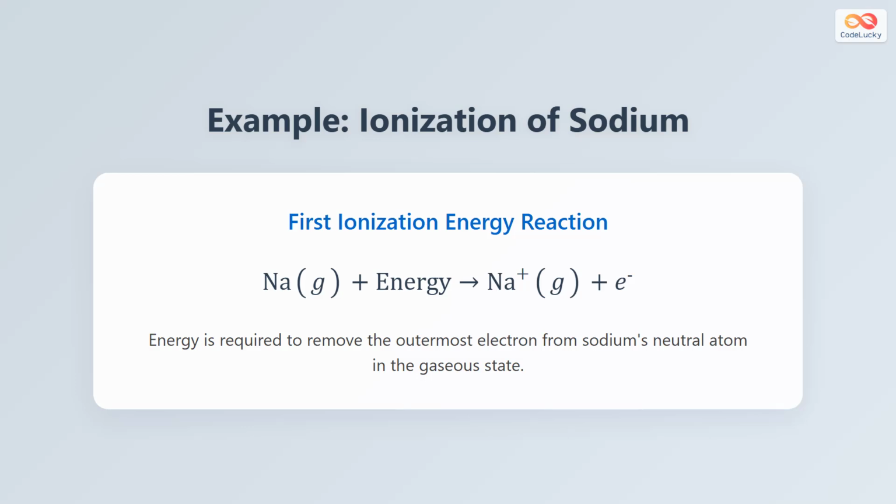Let us look at a concrete example using sodium. When we ionize a sodium atom in the gaseous state, we add energy to remove its outermost electron. This produces a sodium cation with a positive charge and a free electron. The energy required for this process is sodium's first ionization energy. Sodium has a relatively low ionization energy because its outermost electron is far from the nucleus and shielded by inner electrons, making it relatively easy to remove.